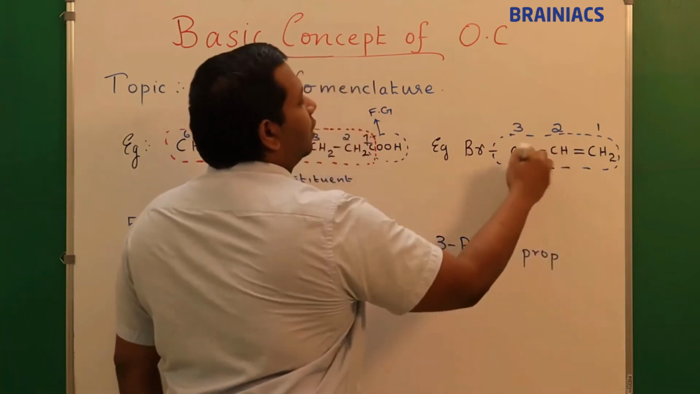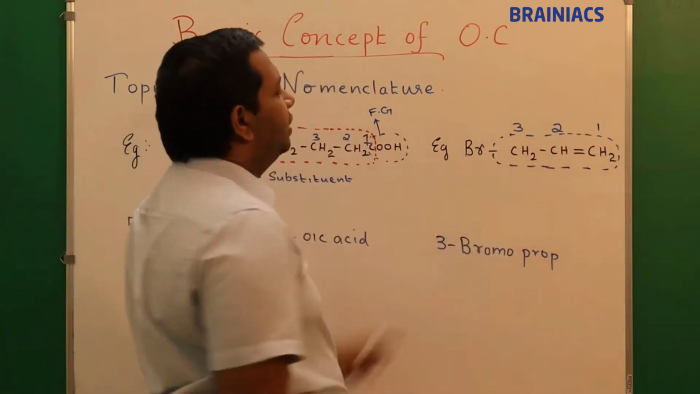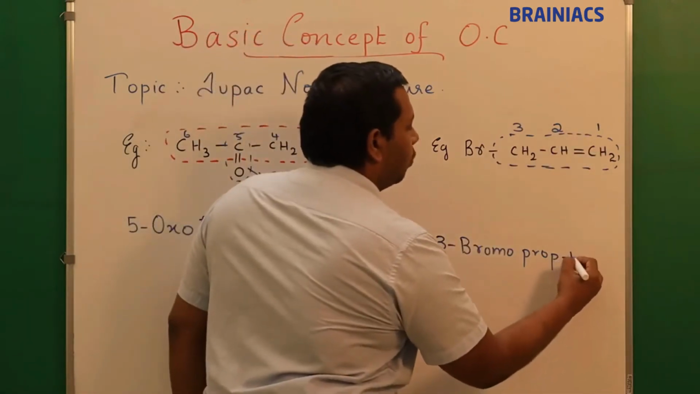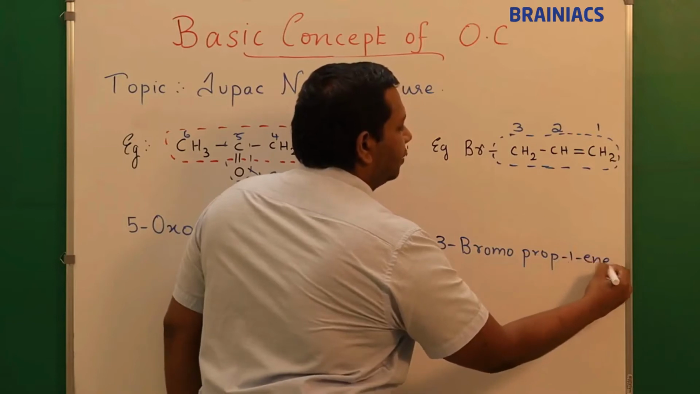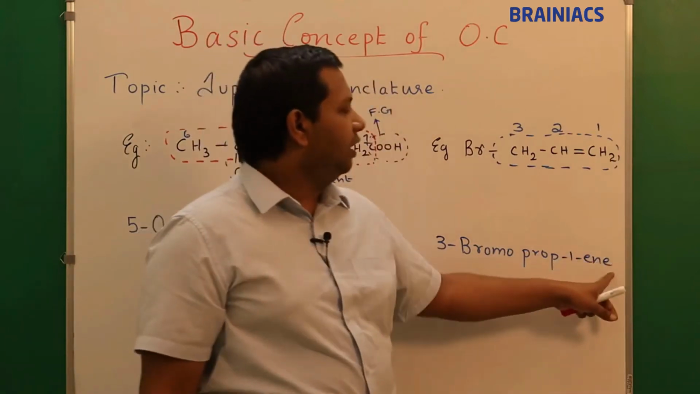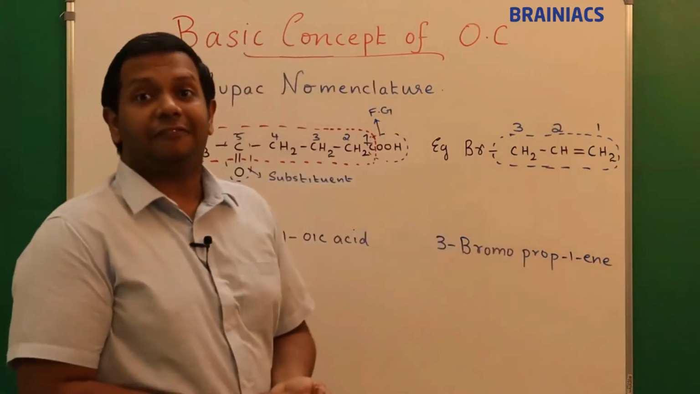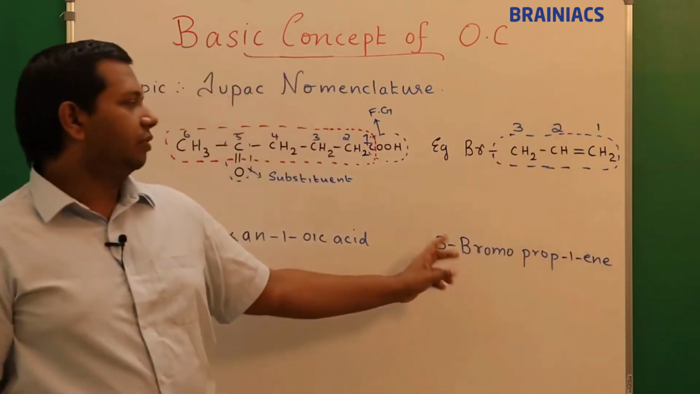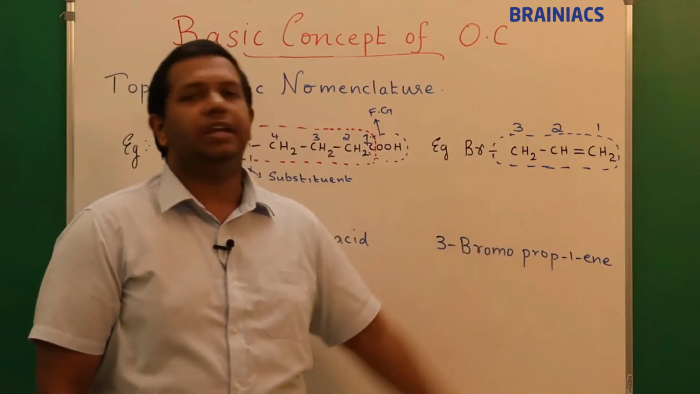Now I know that all in the parent carbon chain they are linked by double bond at position 1. So I can write prop 1-ene. So here why I am writing ene, because there is no secondary suffix, no functional group. So I can write prop 1-ene. So the answer is 3-bromo prop 1-ene.